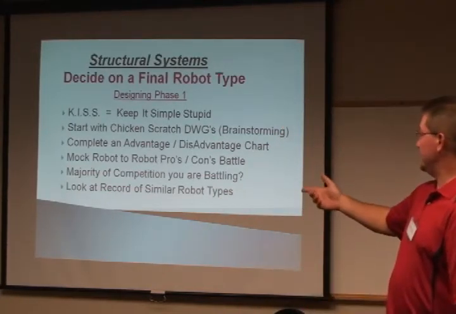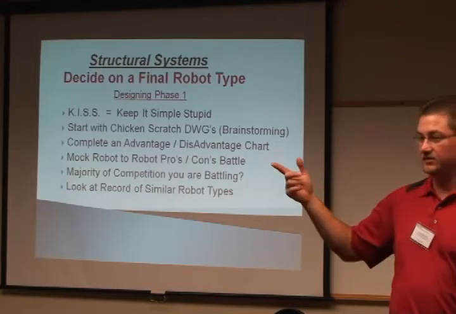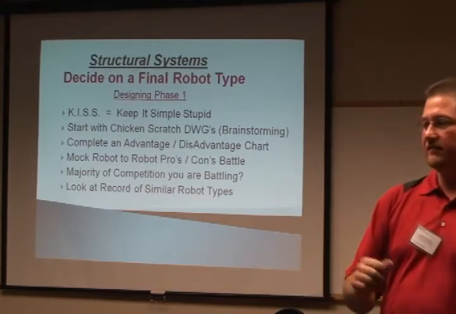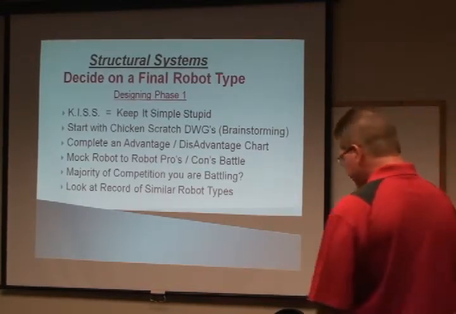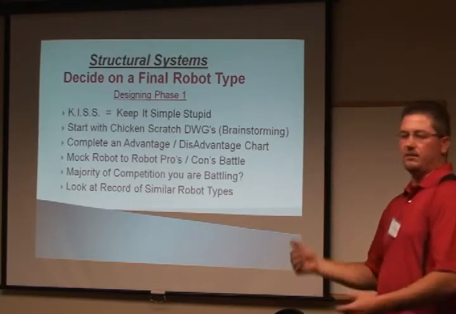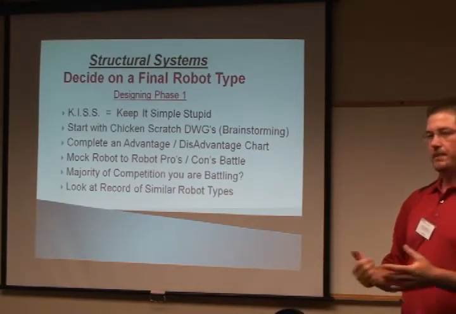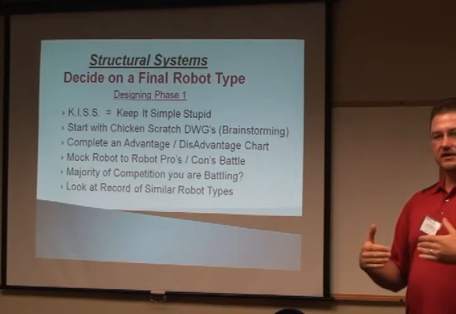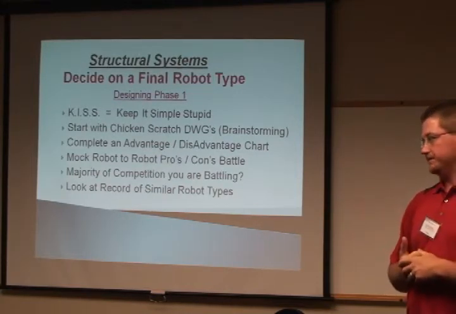The other thing you see here is complete an advantage-disadvantage chart. Have the kids look at all 16 different types of robots. Maybe they want to do a drum. Maybe they want to do a bar. Maybe they want to do a ring spinner, a wedge. What are the advantages and disadvantages to each type that you're looking at building?